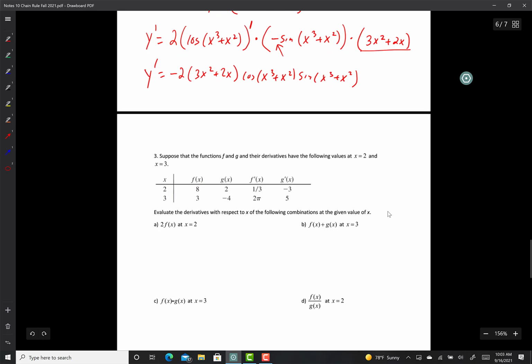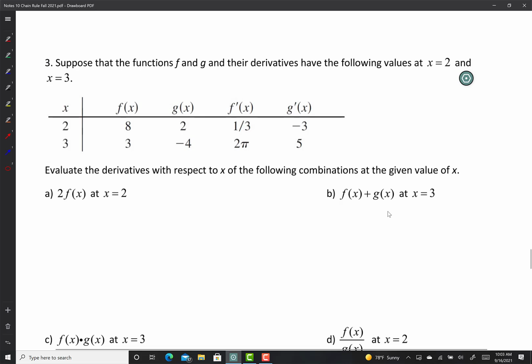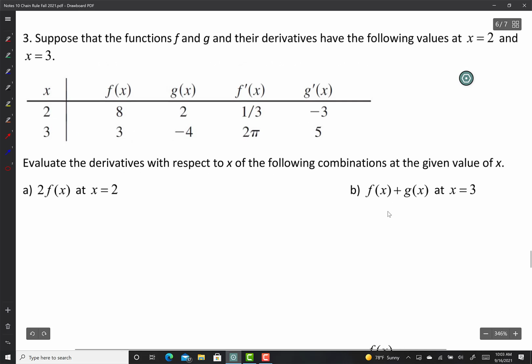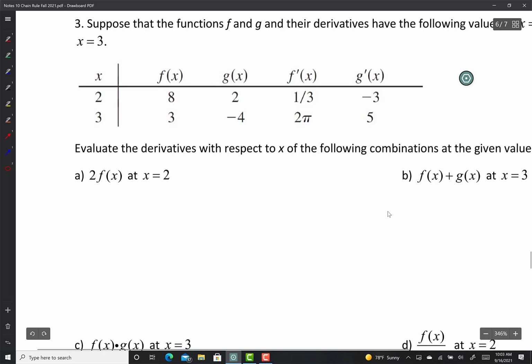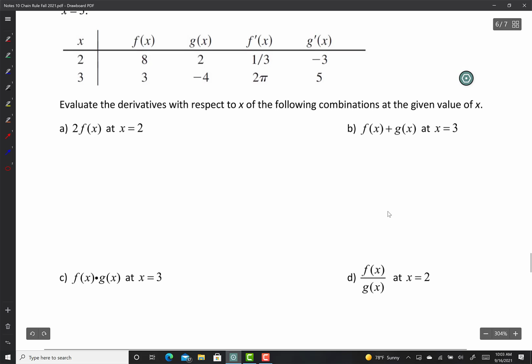So in the notes, it says, suppose that the functions f and g and their derivatives have the following values at x equals 2 and x equals 3. So these are just values for the functions f and g at certain x values, and I also have the derivatives of f and g. Cool? They're just giving us values. It says, evaluate the derivative with respect to x for the following combinations of the given values. So they want the derivative of 2f of x at x equals 2.